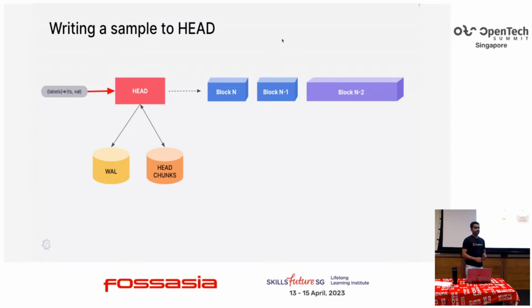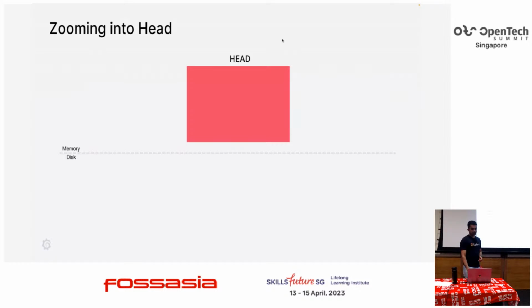So let's first look at writing a sample inside the head block. So here is the head block. There is nothing inside right now, and we get one sample and we create an index entry for this particular set of labels called a time series. A chunk is a compressed set of samples. We call it a chunk. In Prometheus, we use something called Gorilla compression by Facebook, and every time you get a sample, you compress it in flight and store it there instead of storing the raw samples.